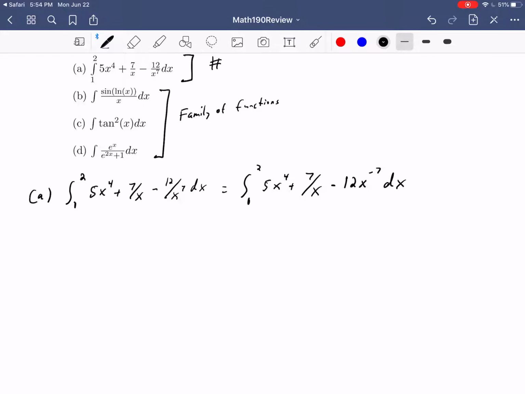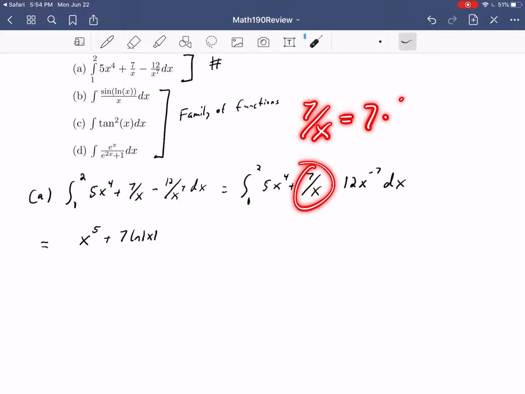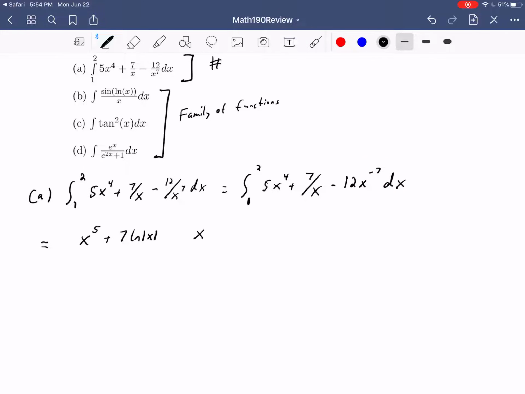Now we can go ahead and perform our integration. This is going to be an x to the 5th. We add 1 to the exponent, and then we divide by the new exponent, which removes that 5. This is going to become plus 7 ln absolute value x. Here, I'm thinking about 7 over x as 7 times 1 over x. Then I know I can pull the 7 out and just focus on integrating the 1 over x, which gives me ln absolute value x. And here, I will get x to the minus 6, add 1 to the exponent, then divide by that minus 6. Minus 12 divided by minus 6 is going to become plus 2.